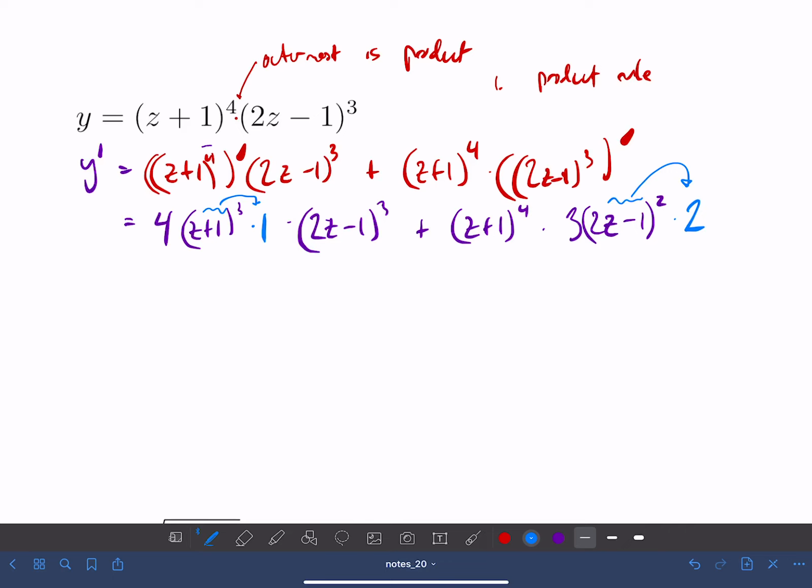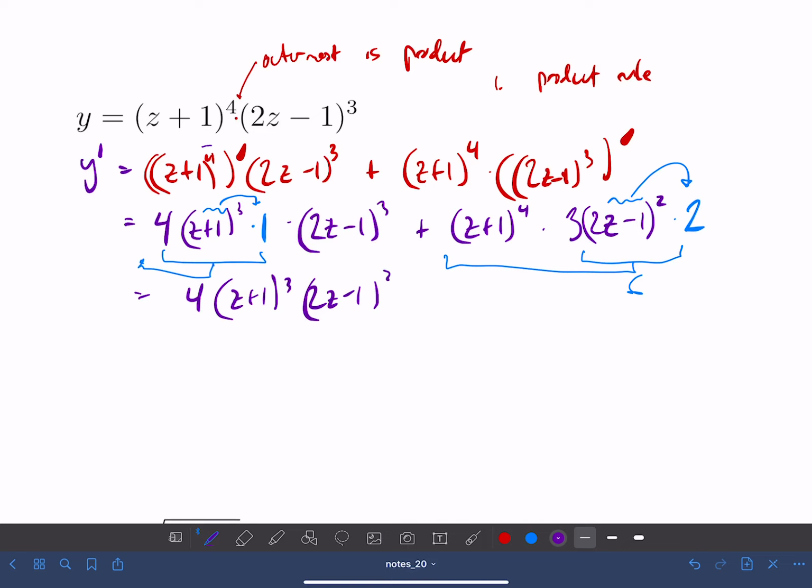I think we can do a little bit of cleanup on this. I'm going to let this 2 and this 3 merge together and become a 6 and move it to the front. I'm going to let this 4 and this 1 merge together, and then move them to the front. And so I'll just write this as 4 times (z plus 1) cubed times (2z minus 1) cubed, plus (z plus 1) to the 4th with a 6 all the way out front times (2z minus 1) squared. Seems good.